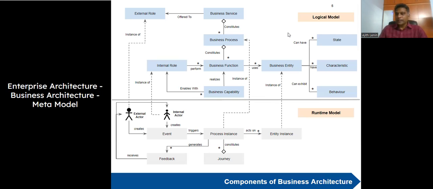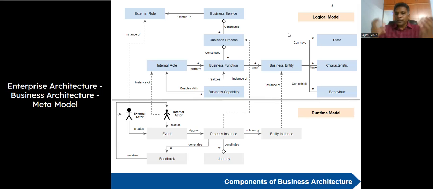So when we look at a business entity, it could be a loan. Say in this particular example, let's say loan as a business entity. It goes through a set of states. It may have an initial state, goes through an approved state, it goes through a closure state, right? So it can have a set of states. It also can have a set of characteristics, and it can exhibit a set of behaviors, right? And a business function is an action or a set of actions that an internal role performs, right?